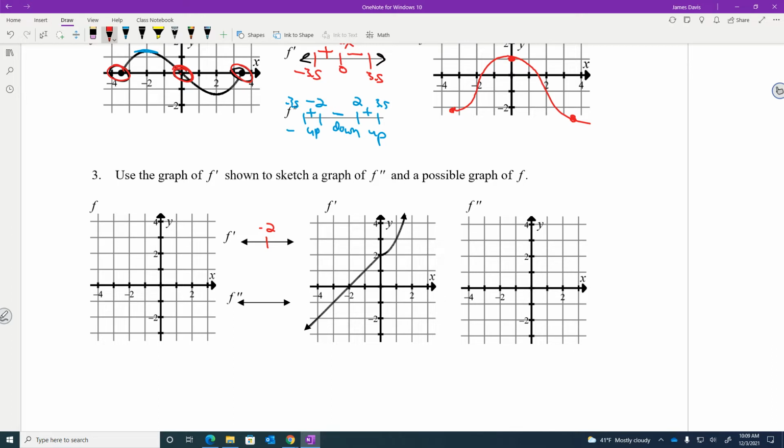So less than -2, it's negative, so that means it's decreasing. Greater than -2, it's positive, so that means it's decreasing.